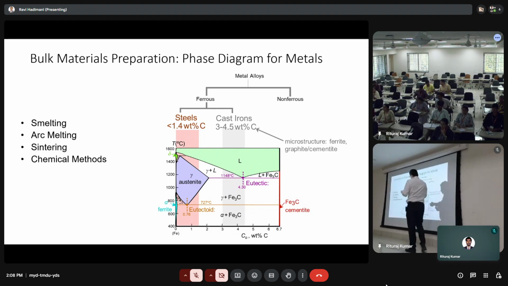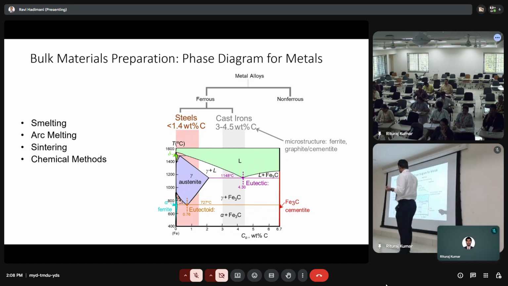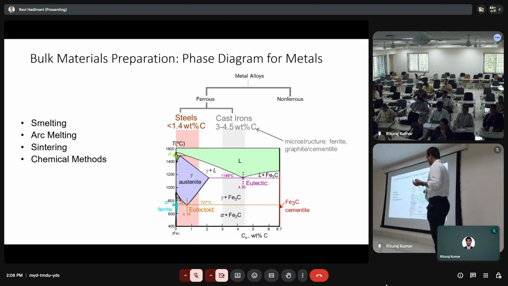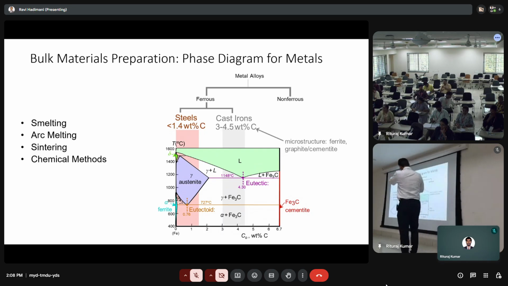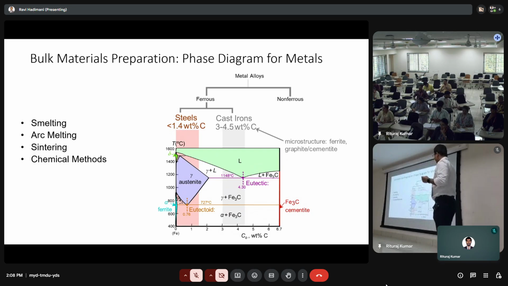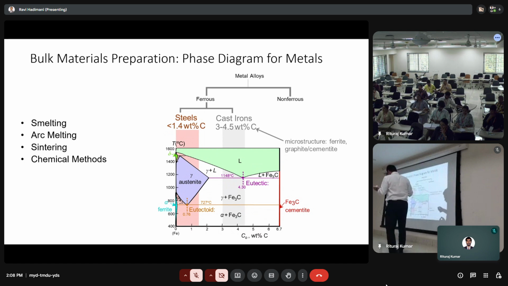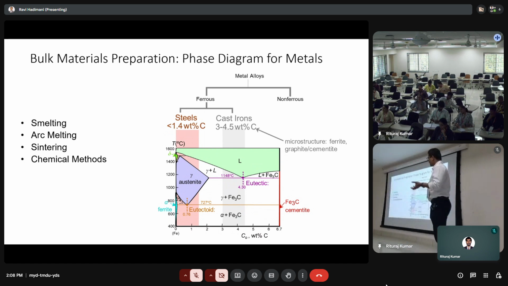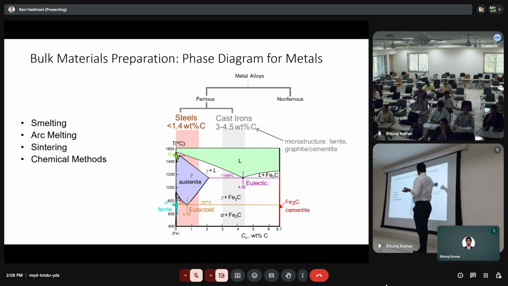The different types of materials processing are smelting, mainly for metals, arc melting, sintering, and chemical methods. I'm not going to go over all of these, but for metals, you first need to understand whether the metals are ferrous or non-ferrous.